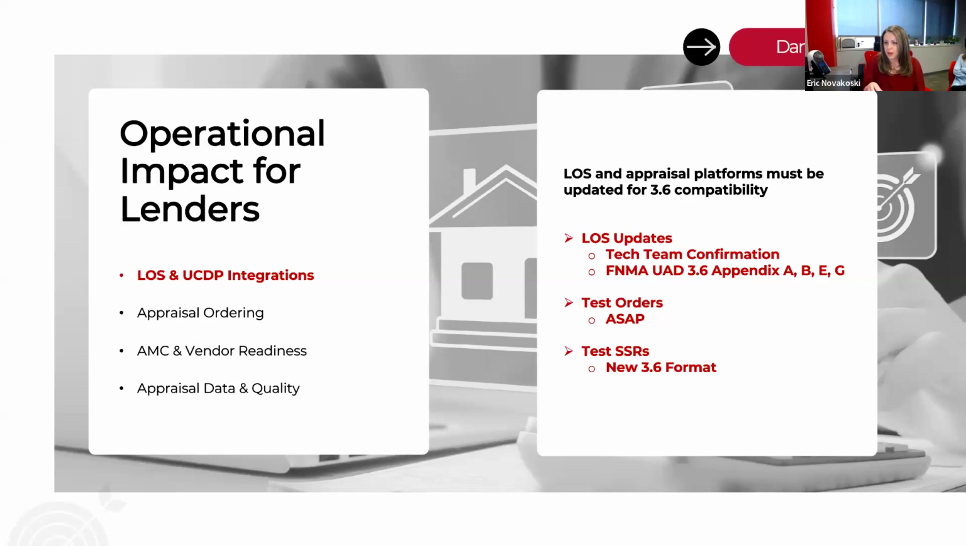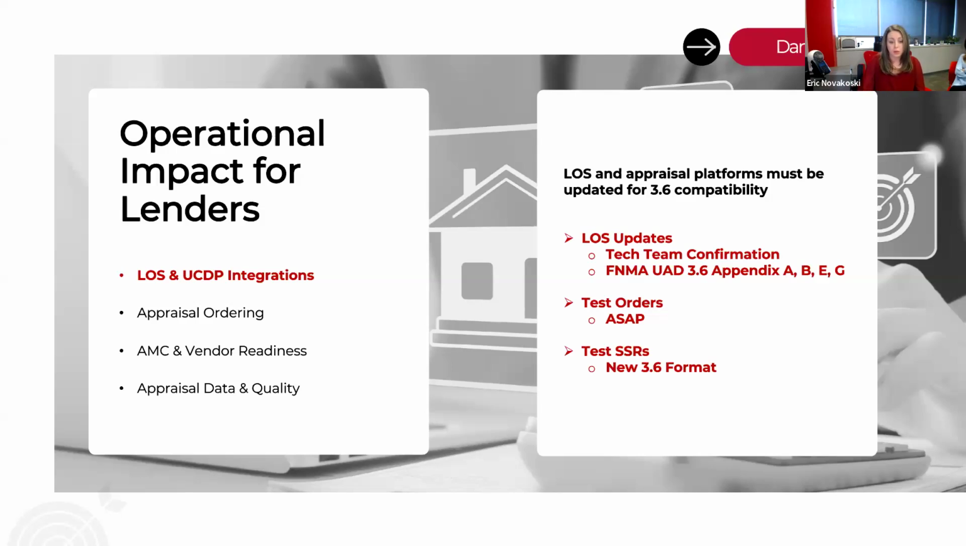On Fannie Mae's UAD 3.6 webpage, you'll see a lot of instructional resources that break down what's needed for this. Specifically, you'd be looking for Appendix A, B, E, and G. So connect with your tech team, confirm that they are on track. And as soon as you have confirmation that your LOS is ready, begin some testing. Place 3.6 orders and take them all the way through to delivery to identify any items that may need to be fixed before you can go live.